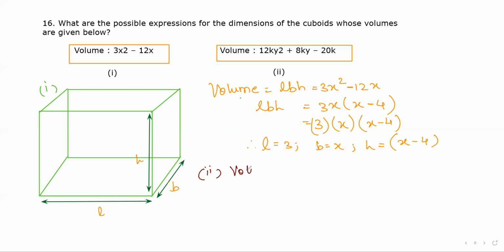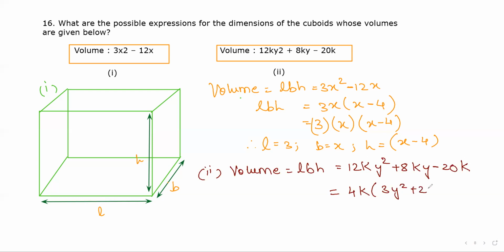again volume is given to you, but we know that volume is equals to LBH. So LBH value will be equals to 12y square plus 8ky minus 20. Okay, so let's take whatever we can common. Out of these three, 4k can be taken common. What are you left with? 3y square plus 2y minus 5.